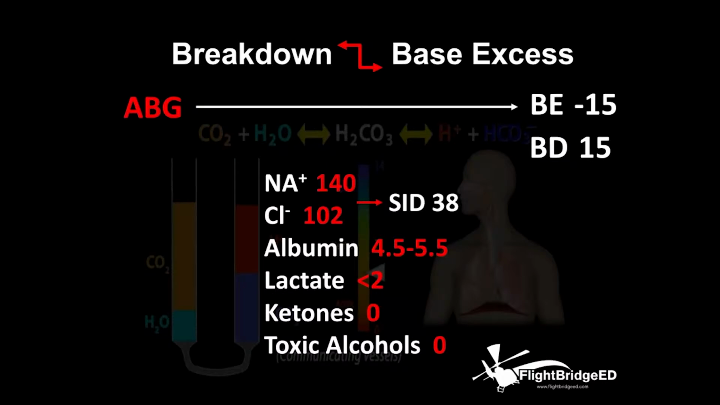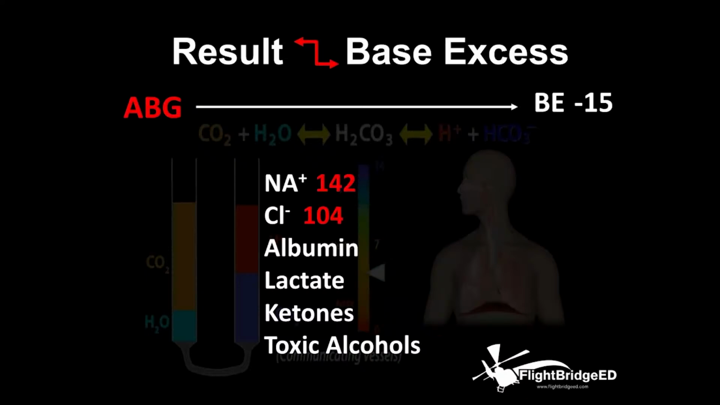Albumin, 4.5 to 5.5. We know that's a normal range. Lactate, less than 2. Ketones, we should not produce ketones, right? Unless you're dieting or you have alcoholism and you're not eating or drinking appropriately, you probably are going to have some ketone production. And then obviously toxic alcohols. These are normal numbers. But for purposes of this example, let's look at this from what the labs showed us. And as I said, we're going to skip the albumin. We're going to remove that albumin, and we're going to focus specifically on these 5 elements.